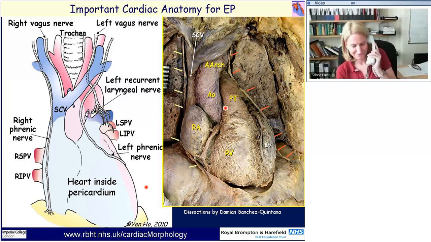Over on this diagram here on the right-hand side, you will see the fibrous pericardium removed to show you the descending passages of the right and of the left phrenic nerves. So we then have these descents of the phrenic nerves inserting into the diaphragm.